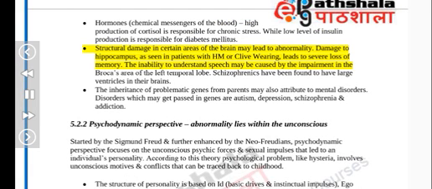Damage to the hippocampus, as seen in patients like Clive Wearing, leads to severe loss of memory. The inability to understand speech may be caused by impairment in the Broca's area of the left temporal lobe. Schizophrenics have been found to have large ventricles in their brains.